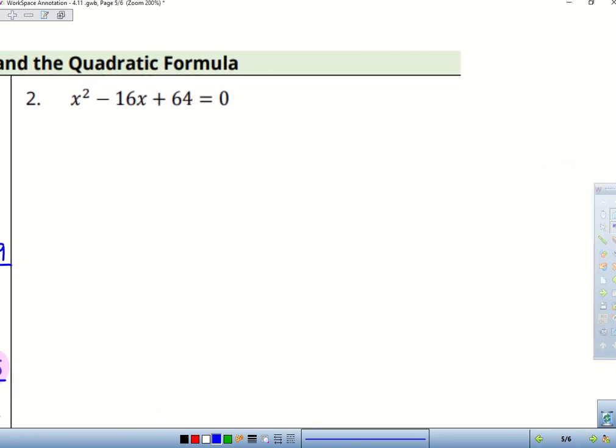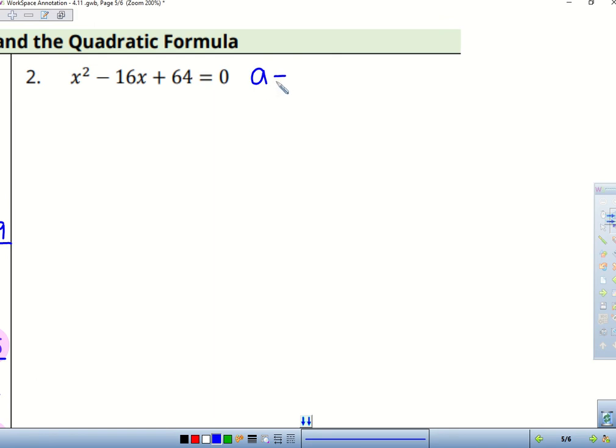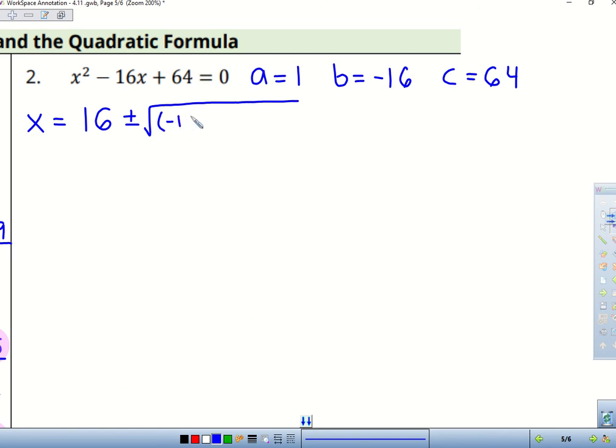So what is the A value here? 1. Good. The B? Negative 16. Good. And the C? 64. Yep. So the formula: x equals negative b. So if it's negative b, my b is going to become positive 16. Good. Plus or minus the square root of b squared, original b squared, only the one on the outside is negative, minus 4ac, all over 2 times a.